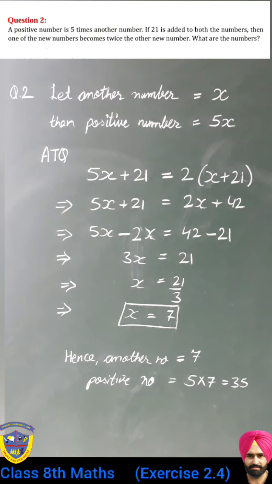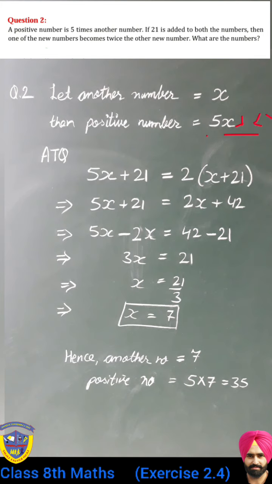Question number 2. A positive number is 5 times another number. If 21 is added to both the numbers, then one of the new numbers becomes twice the other new number. What are the numbers? So let us suppose another number is equal to x, then the positive number becomes 5 times that number. Now according to the question, if we add 21 to x and 5x, you will get x plus 21 and 5x plus 21.